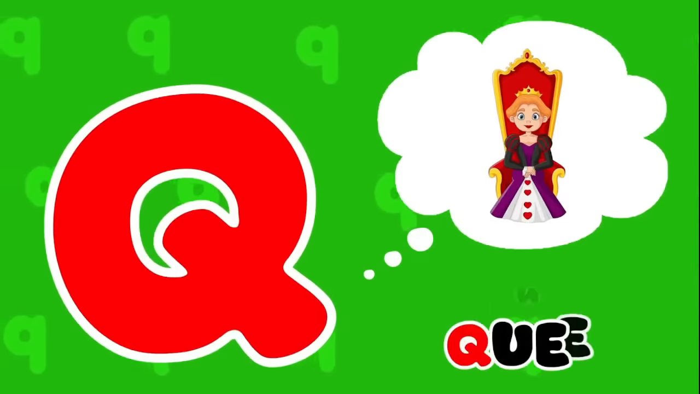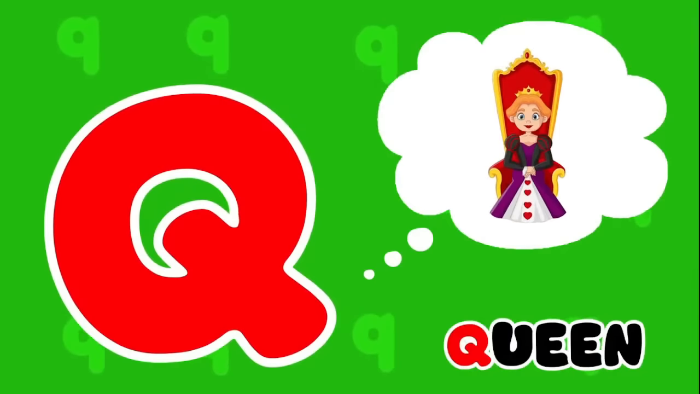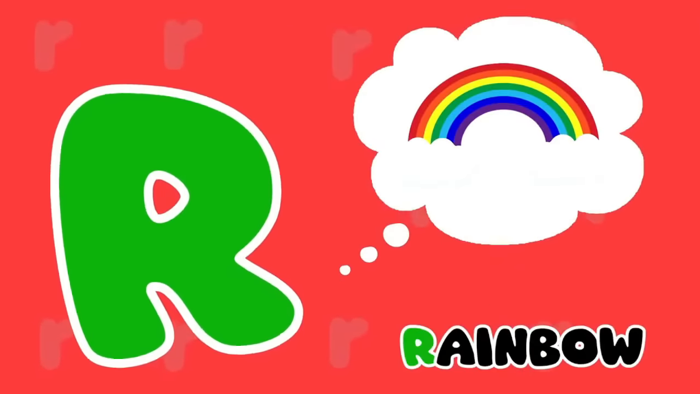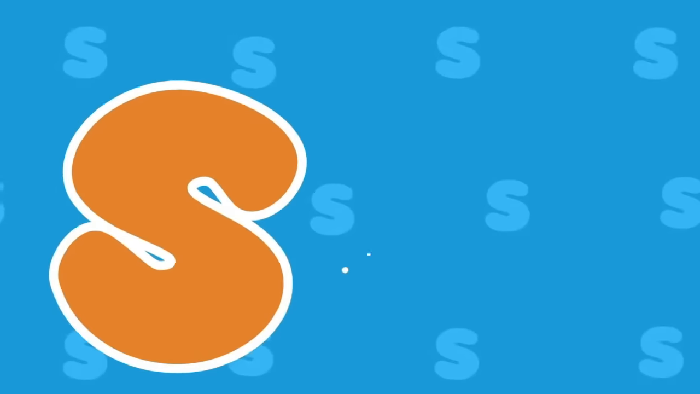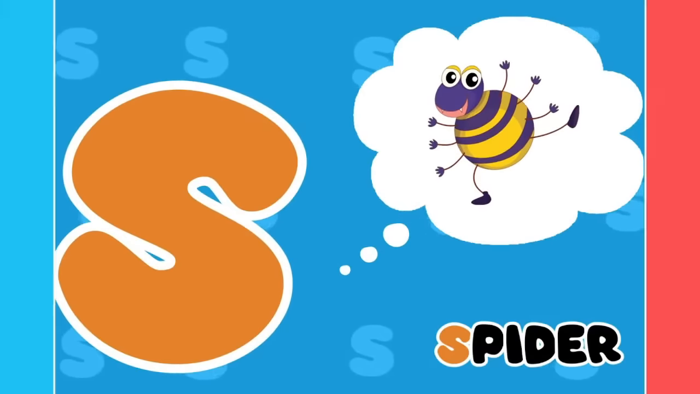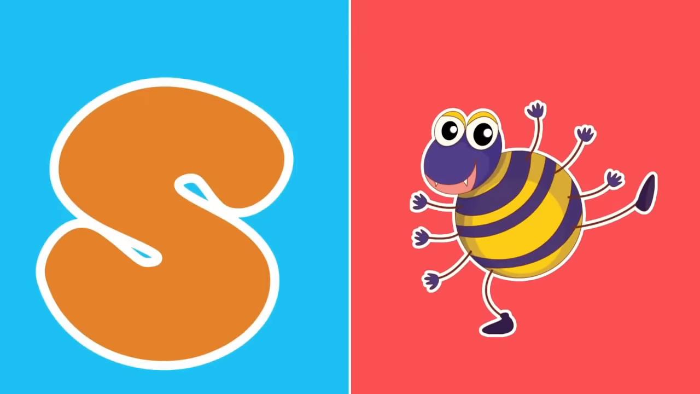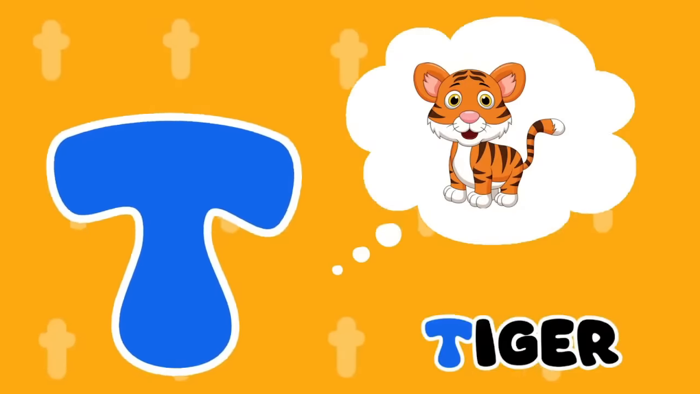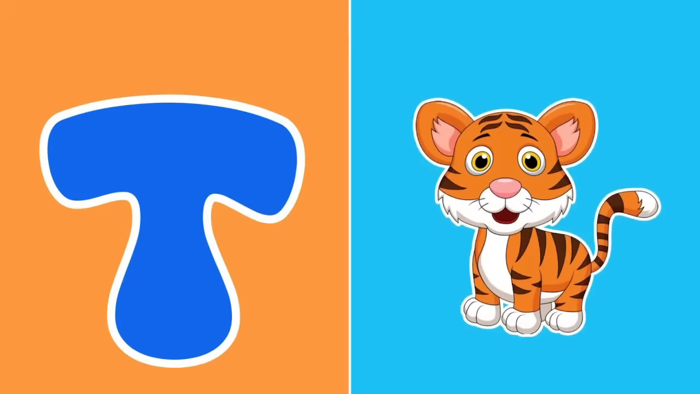Q is for queen. Qu, qu, queen. R is for rainbow. R, R, rainbow. S is for spider. S, S, spider. T is for tiger. T, T, tiger.